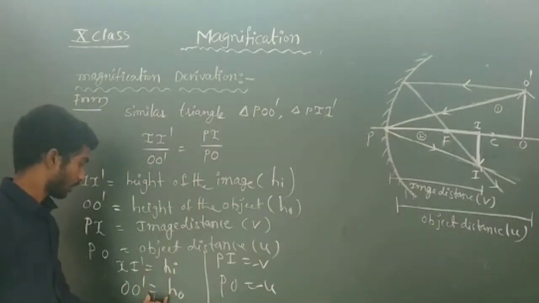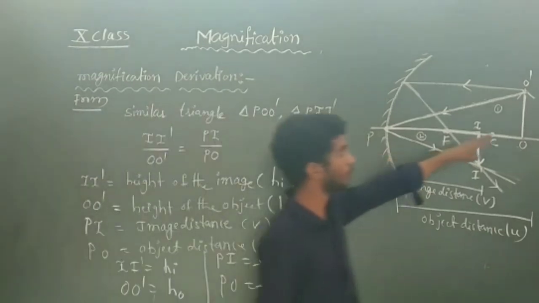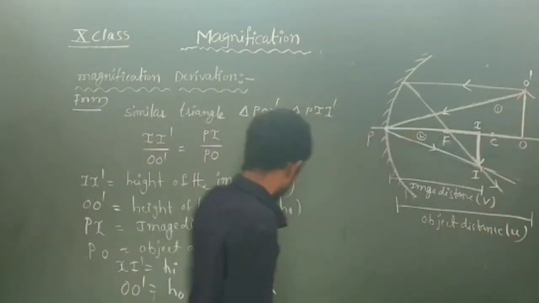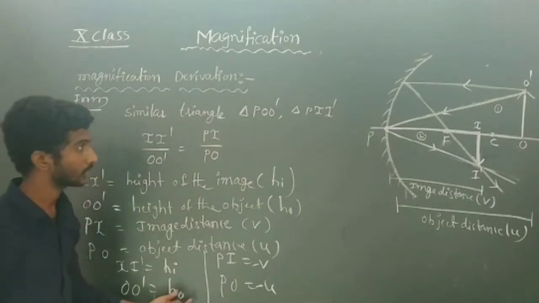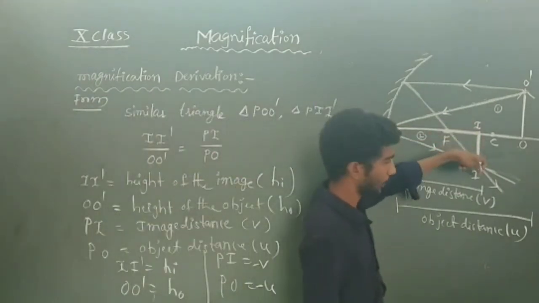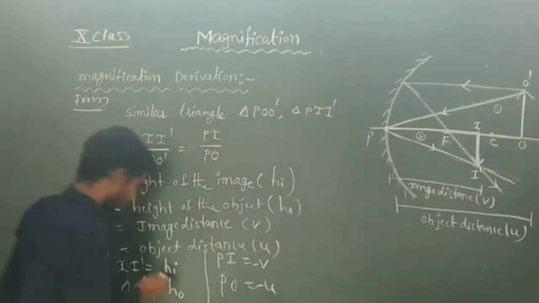Next, O dash is an object above the principal axis, so we take it as positive. The image is found below the principal axis, so it is negative. So minus.